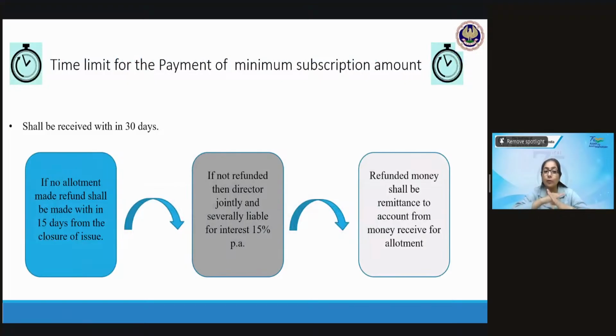If no allotment is made, the amount shall be received in 30 days. So what does the time period say? We have to receive the amount in 30 days. If it is not received, no allotment is made, refund the amount in 15 days. If it is not refunded, then directors are jointly and severally liable for 15% per annum interest, and the amount shall be refunded in the same manner from which it has been received.